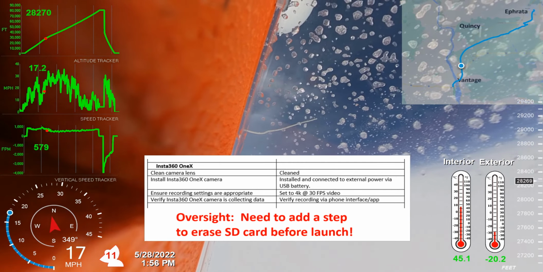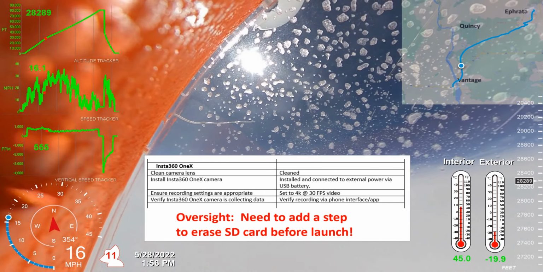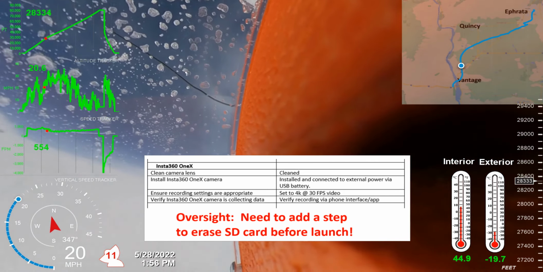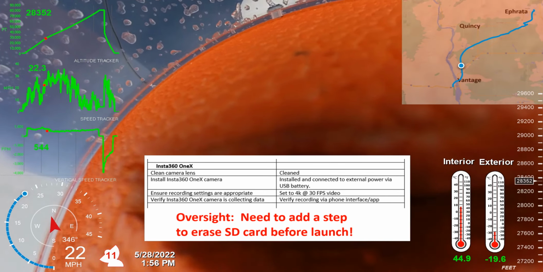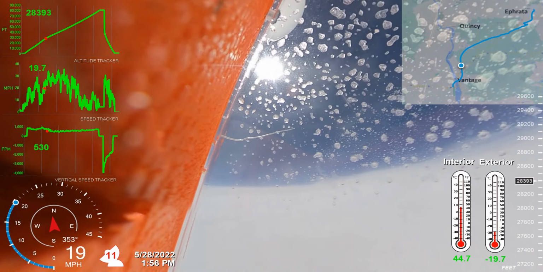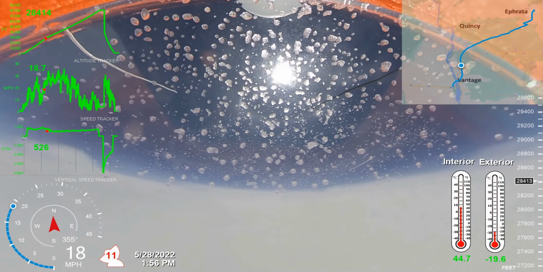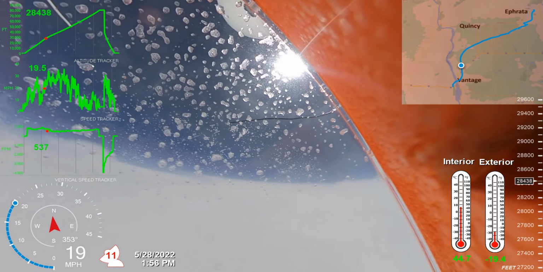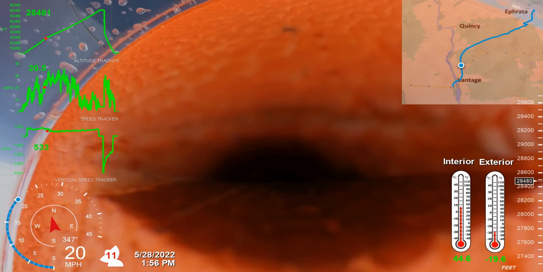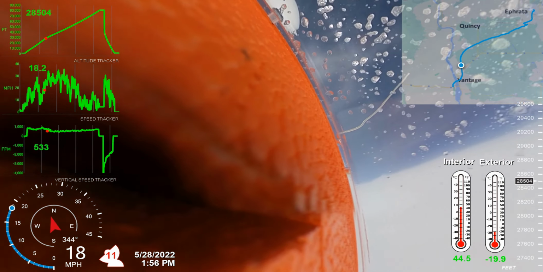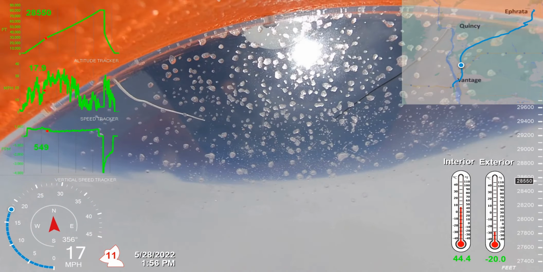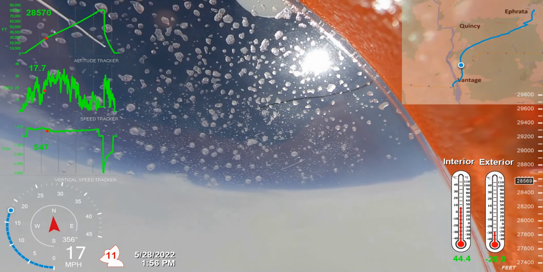So again, I'll just flash this up again for reference, and you can see we don't have a step here to explicitly erase and format that SD card before we get started, and we really should have done that before we launched. In our ground testing, we were able to record around 166 minutes of film before the card filled up. So if you recall, the actual mission here was around 150 minutes, so this would have been perfect if we had started with an empty SD card. So, oh well, live and learn. This is something we're going to have to improve in the future, and we will modify our checklist for the next iteration.